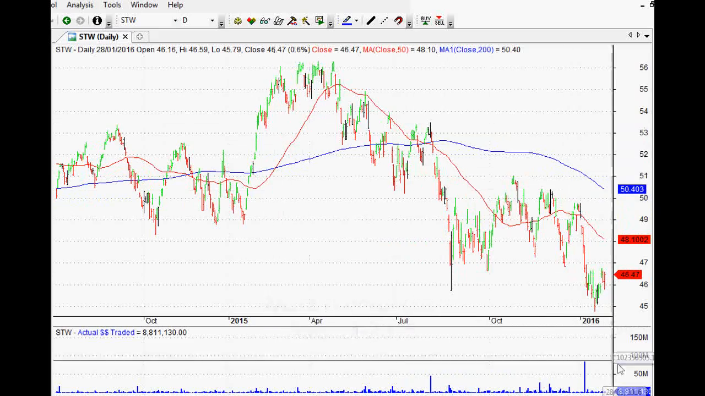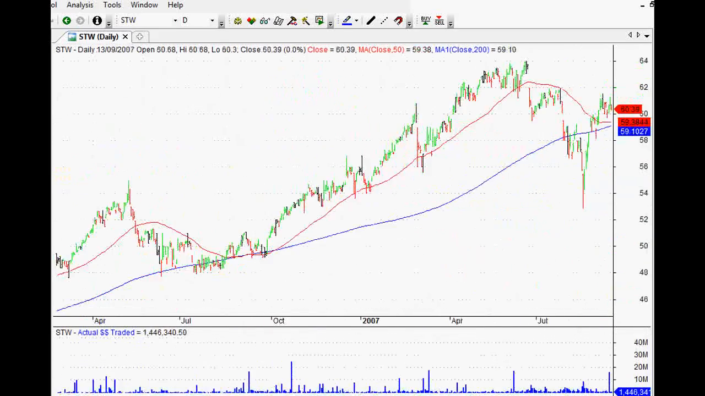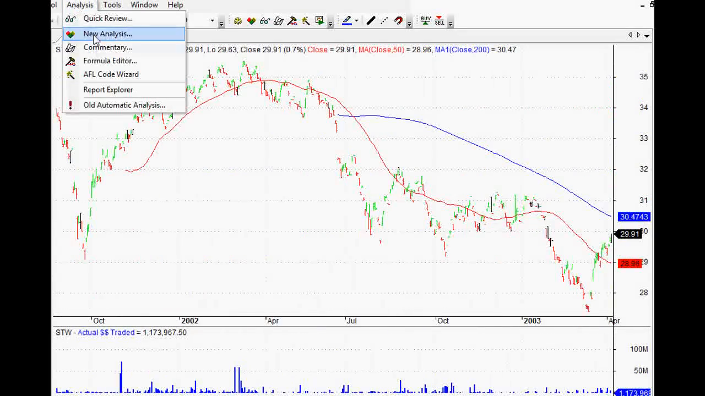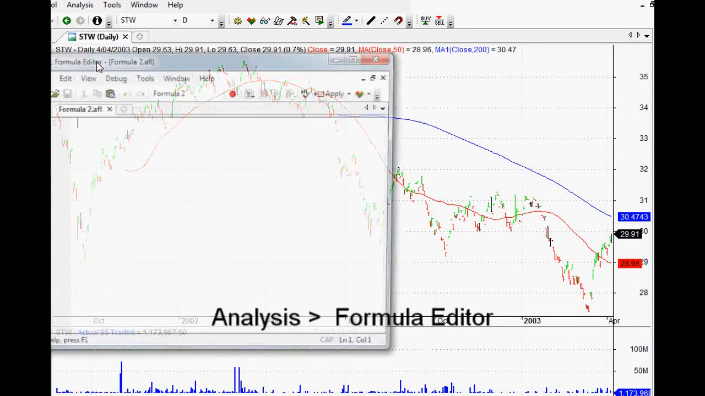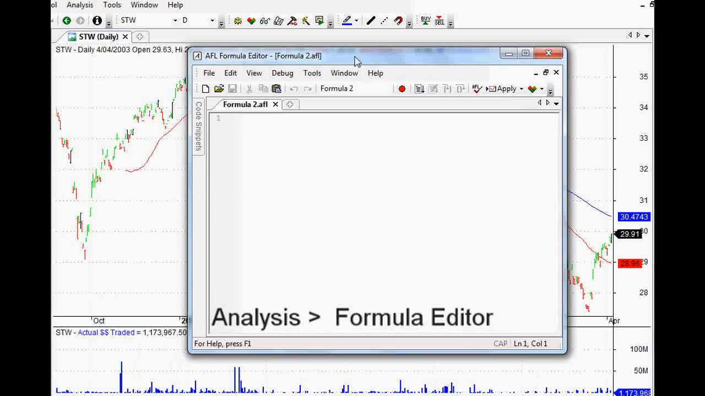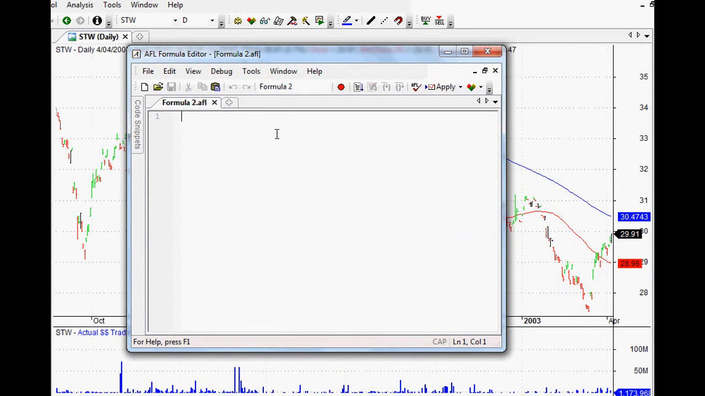So the beauty of AmiBroker is that we can actually test this stuff out, and it's really easy to do. All we do for starters is go to Analysis, Formula Editor. It brings up our blank canvas that we can lay our code all over, and this one is so easy.